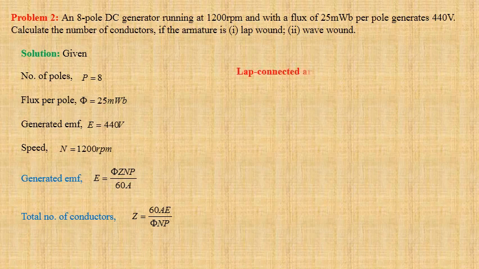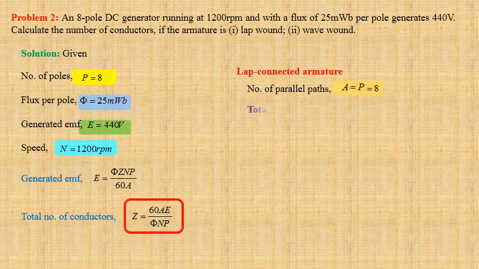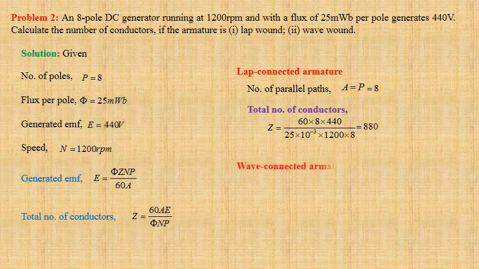For a lap connected armature, the number of parallel paths A equals P equals 8 for this machine. Therefore, the total number of conductors Z equals 60 into 8 into 440 divided by 25 into 10 to the power minus 3 into 1200 into 8. That gives us 880. For a wave-connected armature, the number of parallel paths A equals 2.